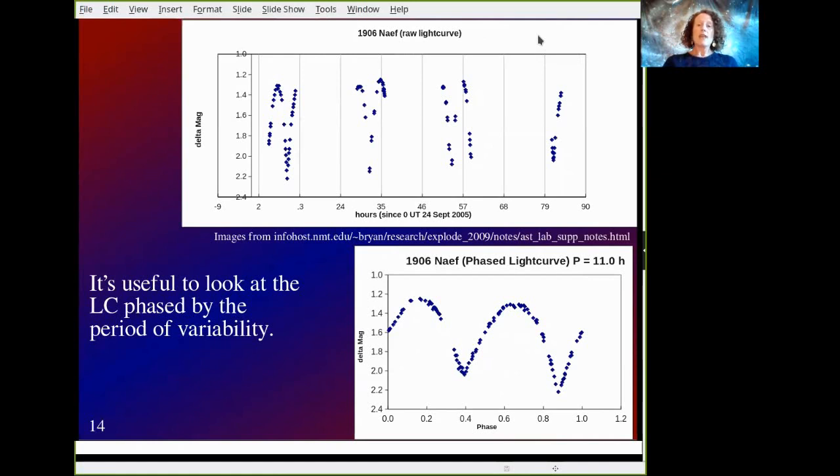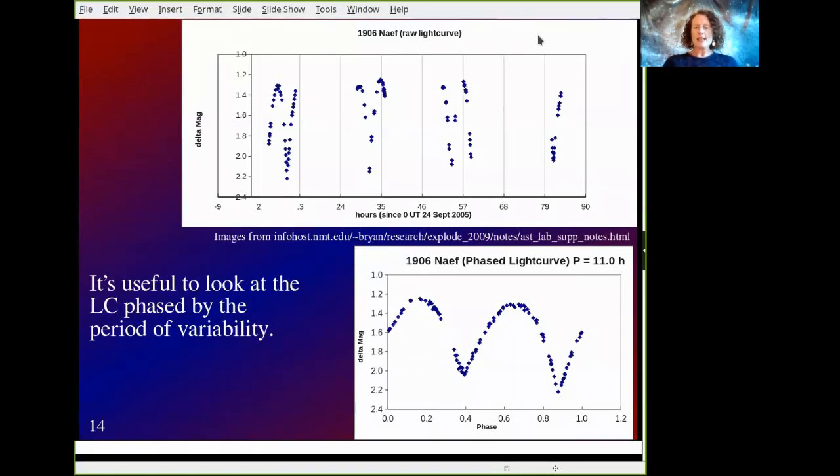And so if we have the correct period, when we stack up those chunks of the light curve on top of each other, we get the phase light curve like is shown on the bottom. And so that's for 11 hours. So it took the data from the top light curve, cut it up into 11 hour long segments, stacked those on top of each other, and then plotted the points again.